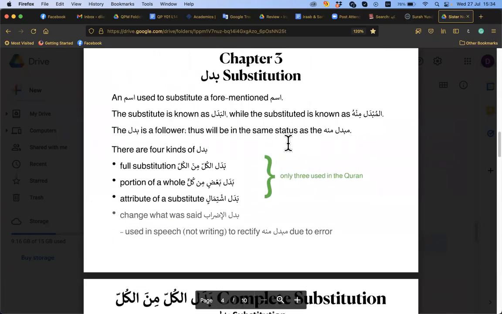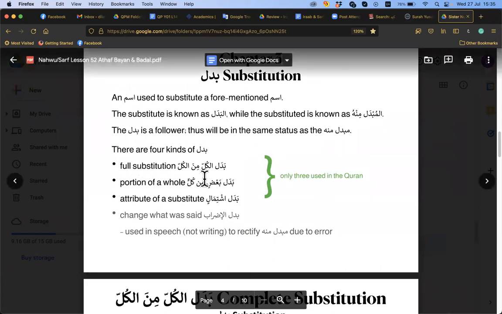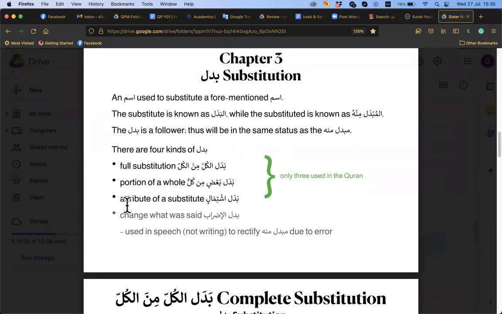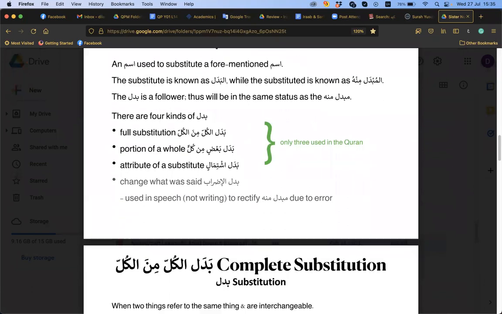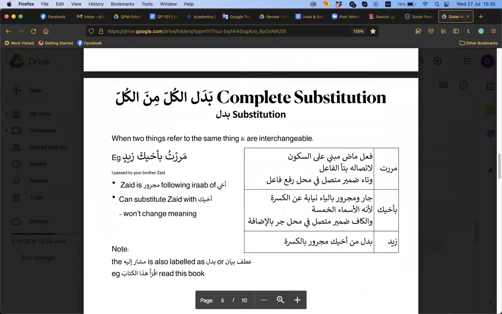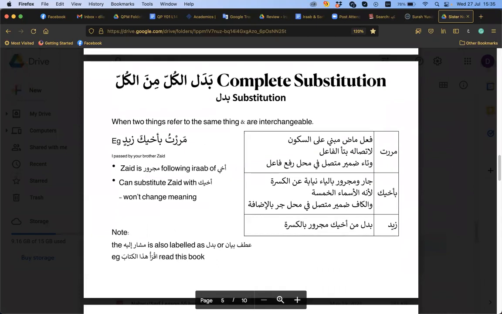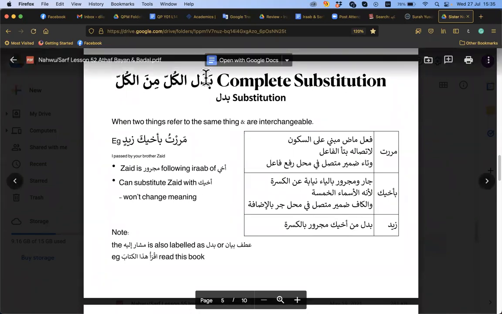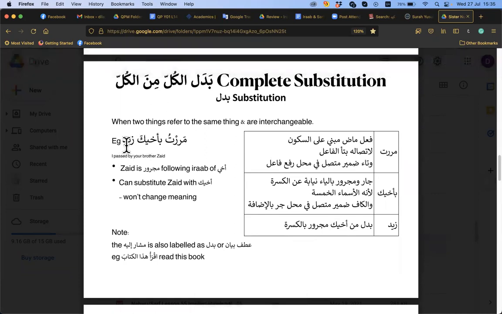Okay. Full substitution, portion of a whole, and attribute of a substitute. Badal is basically when you have another ism following another ism. Especially for badal kul, it's talking about exactly the same thing, the same entity. So this is badal kul, when it's following the same entity.